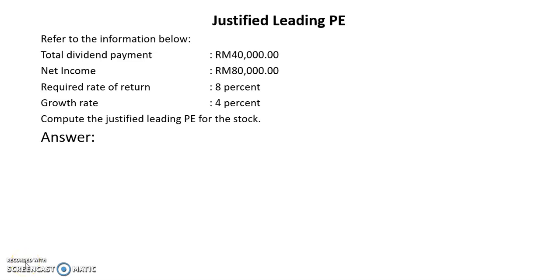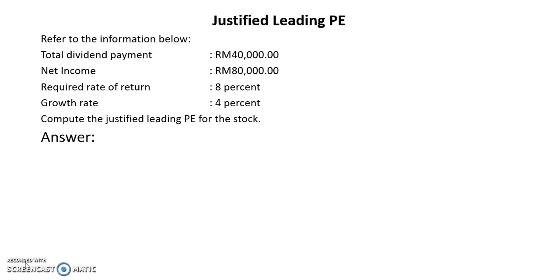Okay, Assalamualaikum. So today I will explain to you how to solve a question on justified leading PE using a constant growth model. Okay, so refer to the information below. Total dividend payment is 40,000, net income 80,000, required rate of return 8% and the growth rate is 4%. The question asks us to calculate a justified leading PE for the stock.